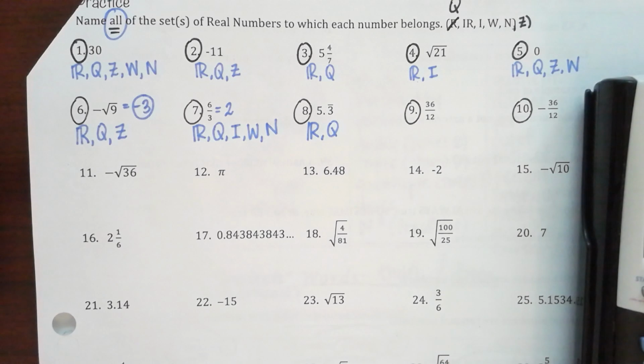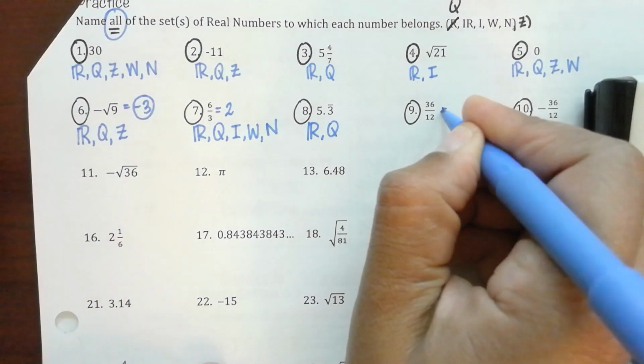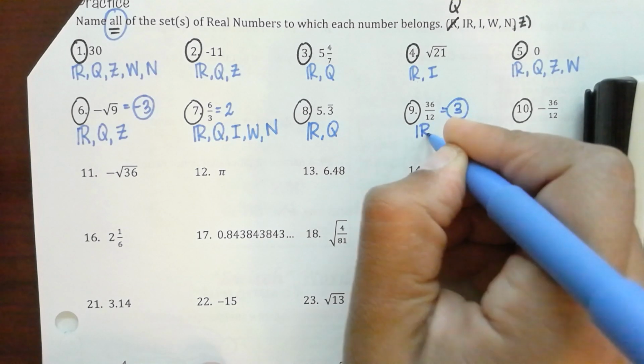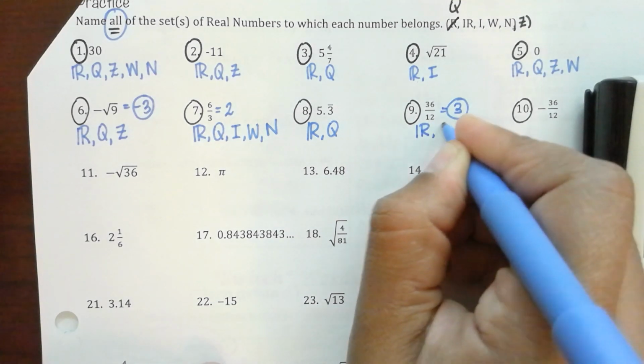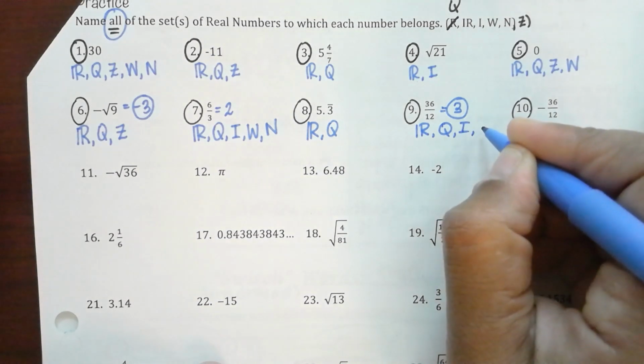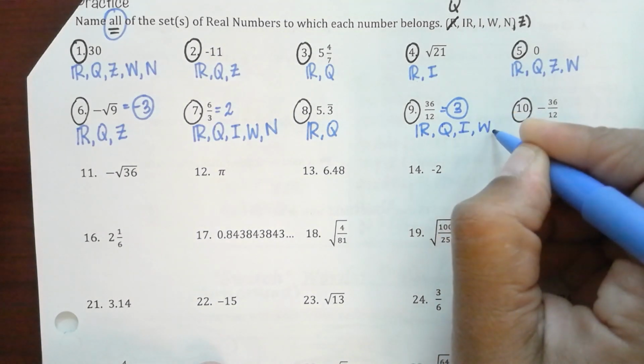Looking at 9, should I check to see if this can simplify in the calculator? So type in 36 divided by 12. What'd y'all end up getting? So we should be looking at 3. All these numbers are what? Real, then rational, then integer, then whole, and then natural.